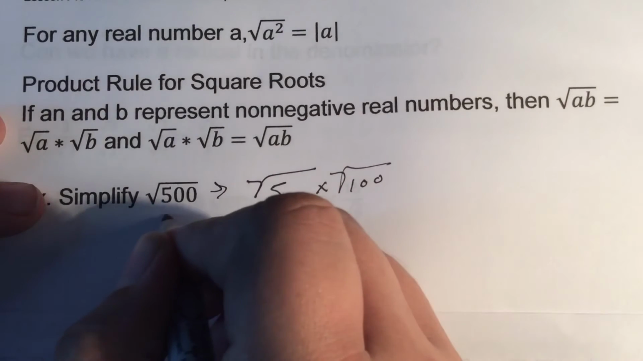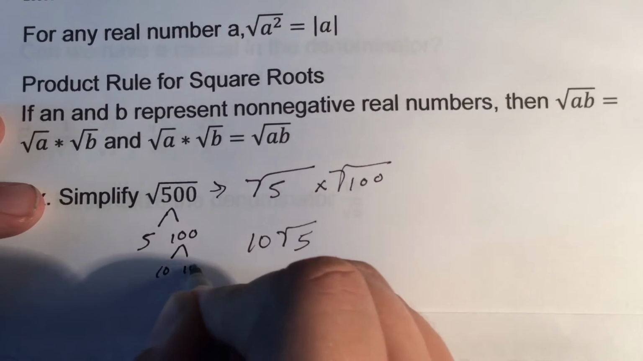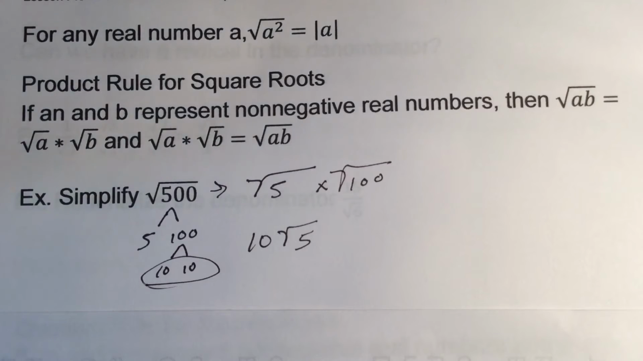The other way to look at that is if we just do the factor tree of 5 and 100, which goes to 10 and 10. Well, 10 has extra buddies, so we can pull the 10 out. The 5 has to stay.